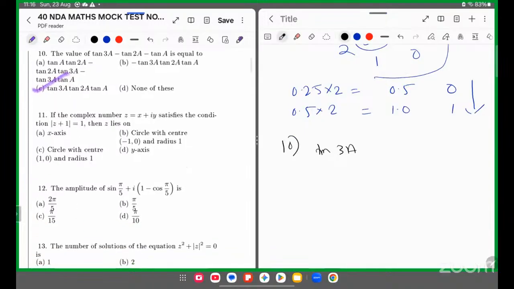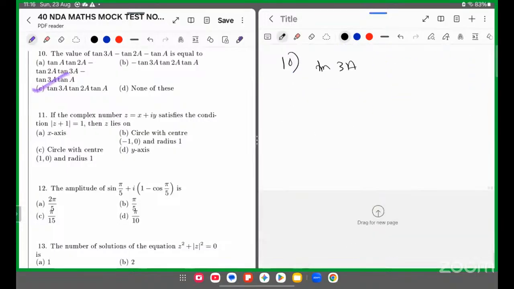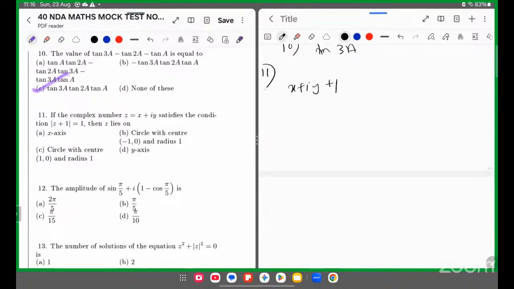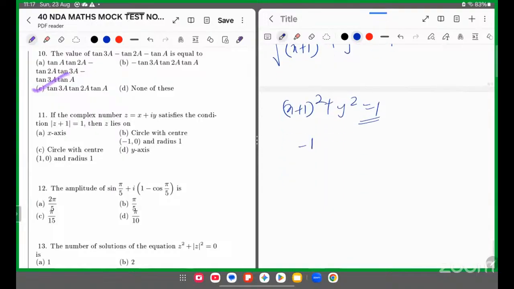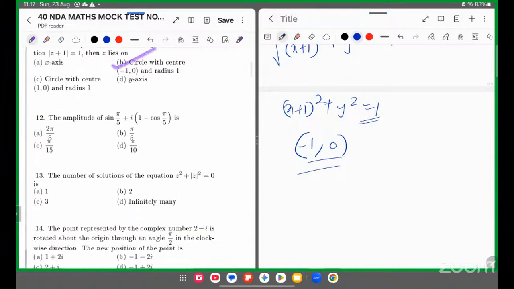Then question number 11. The complex number z is equal to x plus iota y satisfying the condition; then z lies on what? That means the modulus of x plus iota y plus 1 is 1. That means the square root of x plus 1 the whole square plus y square is 1. So x plus 1 square plus y square equals 1. So the circle's center is minus 1 comma 0. So the answer to 11 is B: a circle with center minus 1 comma 0 and radius 1. Question number 12.